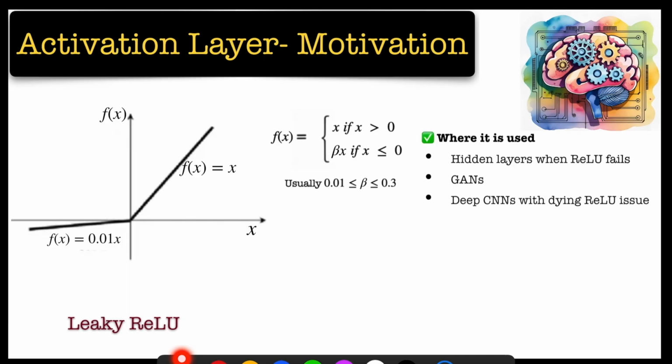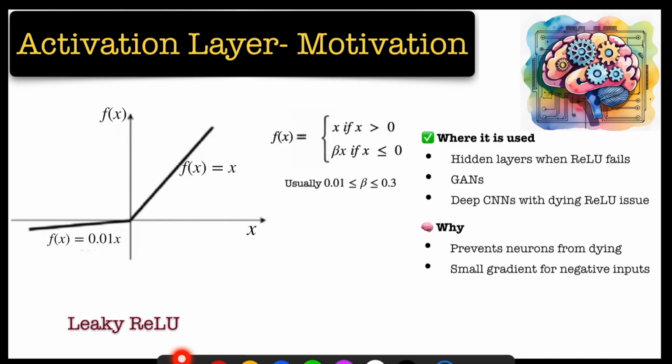Where is it used? In hidden layers when ReLU fails, in GANs, generative adversarial networks. These are complex topics we'll discuss much later. Also in deep CNNs, where CNN is convolutional neural network, in computer vision. So in deep CNNs with the dying ReLU issue we use leaky ReLU.